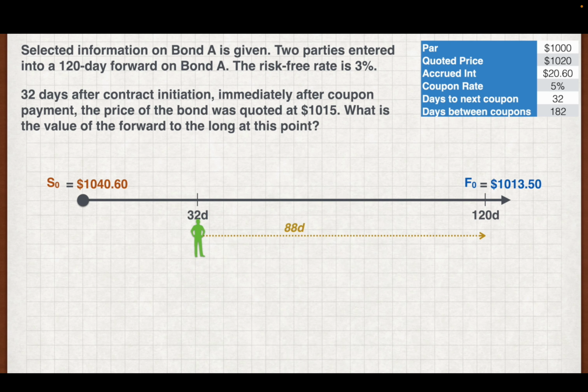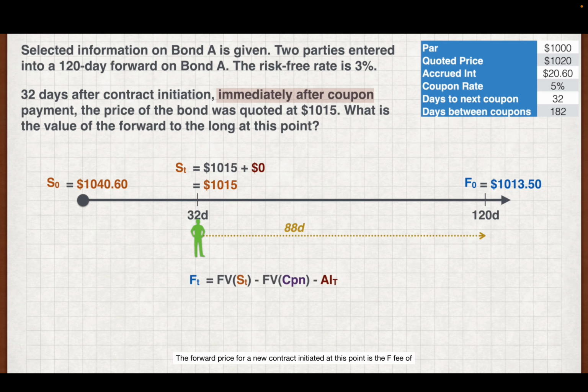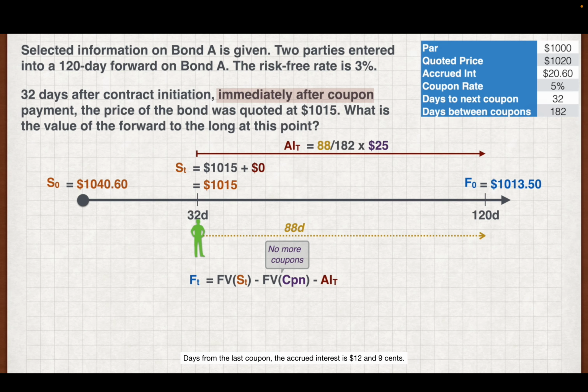And we're back. Likewise, the price of the forward at this point is the FV of the spot minus FV of coupons minus accrued interest at this point. Here is where we've made it easier for you. Since the coupon has just been paid, accrued interest at this point is zero. The spot price is the quoted price of $1,015. The forward price for a new contract initiated at this point is the FV of the spot price minus the FV of future coupons minus the accrued interest at expiration. There are no more coupons from this point on, so this term is zero. The accrued interest is what we've calculated earlier, that is, with 88 days from the last coupon, the accrued interest is $12.09.